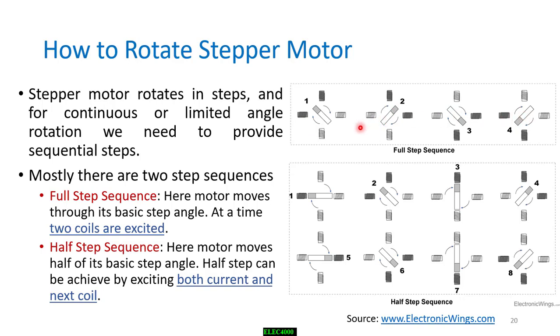Now, let's assume that we want to do it in half step. So we energize this one, then these two, then this one, then these two, then this one, then these two, then this one, then these two. So we have a full step sequence and a half step sequence for controlling stepper motors.